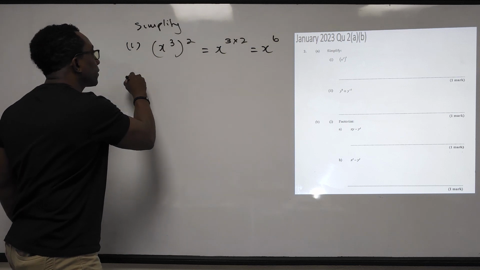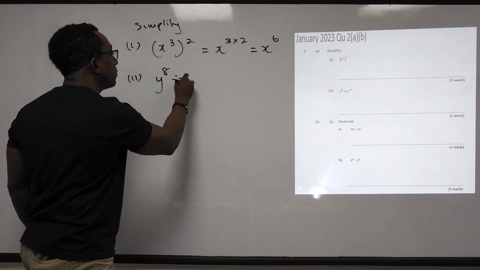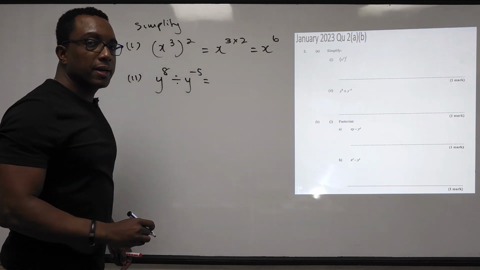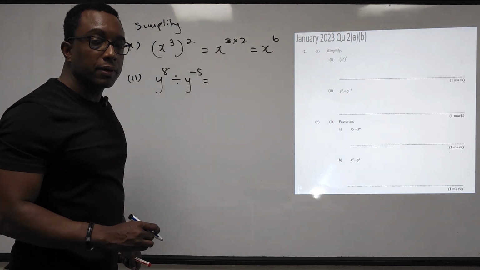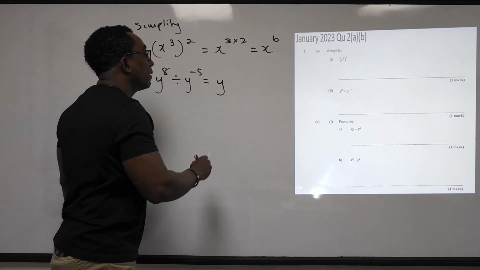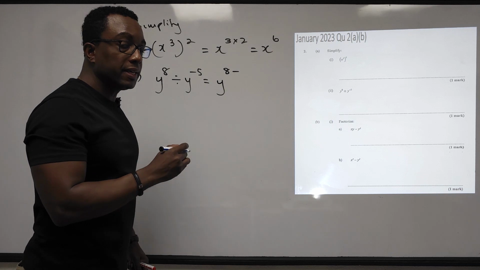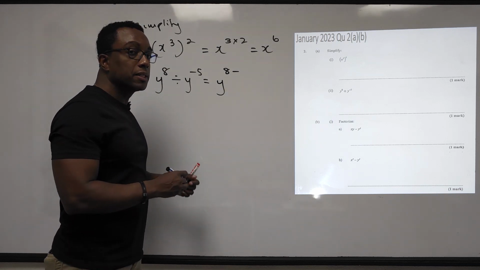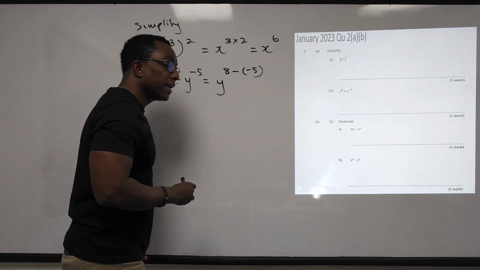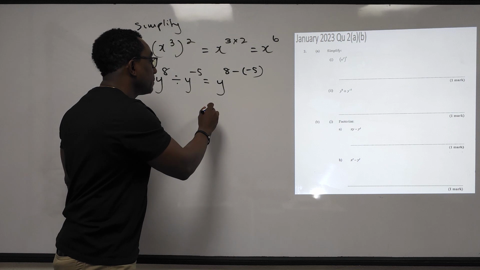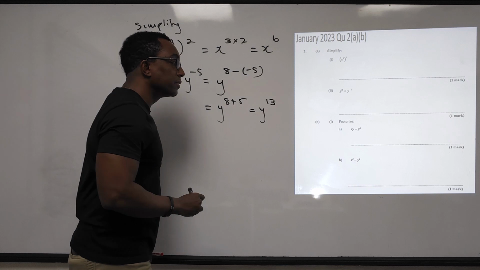Part 2, we are asked to simplify y to the power of 8 divided by y to the power of negative 5. When we are applying our law of division of indices, once we have the same base or variable, we maintain that base or variable, and we subtract the powers. So y to the power of 8 divided by y to the power of negative 5 becomes y to the power of 8 subtract negative 5. We subtract our powers, and therefore this becomes y to the power of 8 plus 5, which is equal to y to the power of 13.